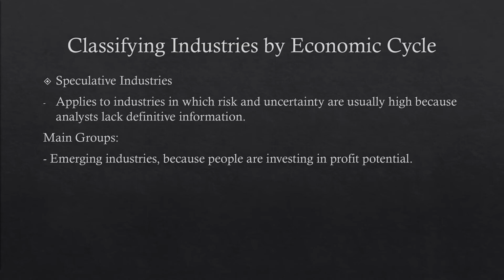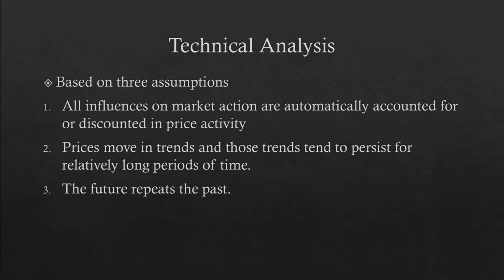So now that we went through a lot of fundamental analysis, ways of evaluating companies, we're going to look at technical analysis for a bit. Technical analysis is based on three main assumptions. The first assumption is that all influences on market action are automatically accounted for or discounted in price activity. The second is prices move in trends, and those trends tend to persist for relatively long periods of time. And three is the future repeats the past. You can see that these assumptions aren't always true.